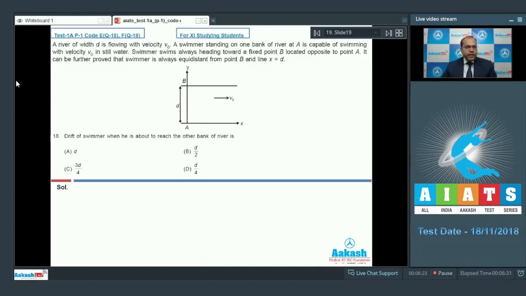And in question number 18, suppose this is my x equal to D, and the swimmer reaches this point on the opposite bank of the river. Then from the condition of a parabola, I can say that the distance of the swimmer from B must be equal to the distance of the swimmer from the line x equal to D. So if this distance is x dash, then 2x dash must be equal to D. So x dash is equal to D by 2. So the correct answer for question number 18 is also B.